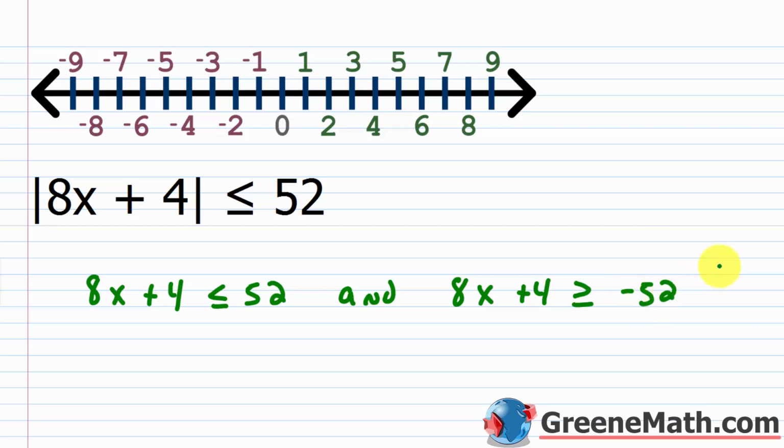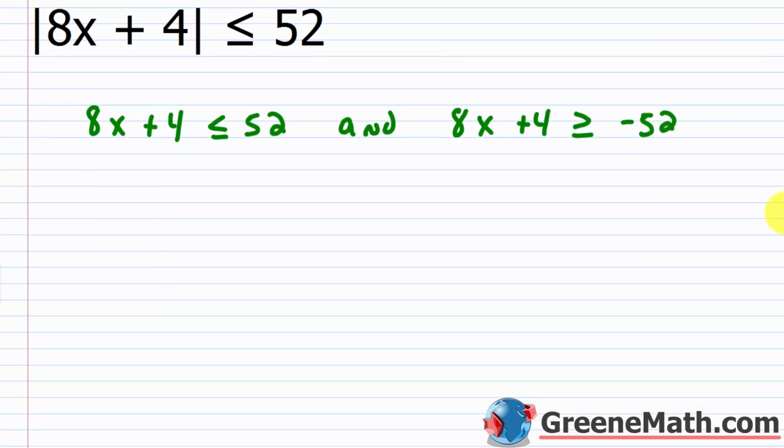So it's negative 52. Now, I would advise when you solve these to put it as a three-part inequality because it's just easier to work with. So I'm going to put that negative 52 is less than or equal to 8x plus 4, which is less than or equal to the number 52. So if I want to solve for x in the middle, I would subtract 4 away from each part.